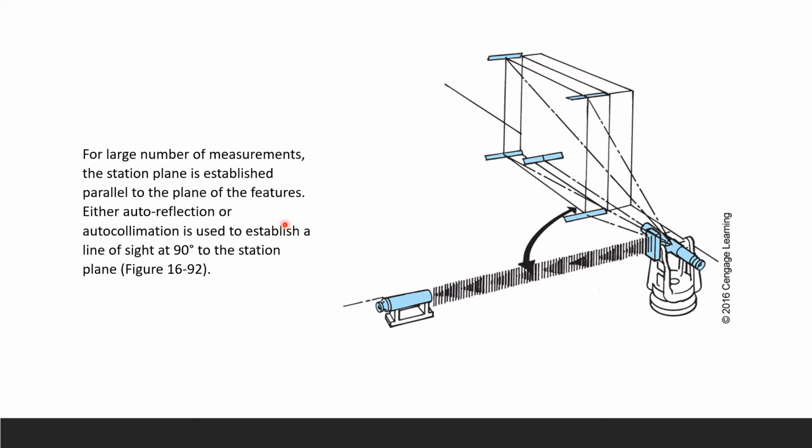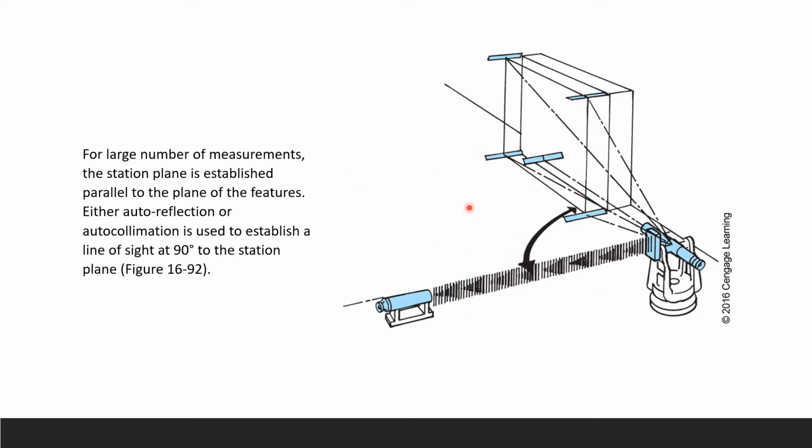Alright, so next one. For a large number of measurements, you have to do the measurement again and again. So the station plane is established parallel to the plane of the features. Either auto-reflection or auto-collimation, we use one of them to establish a line of sight at 90 degrees to the station plane, okay?